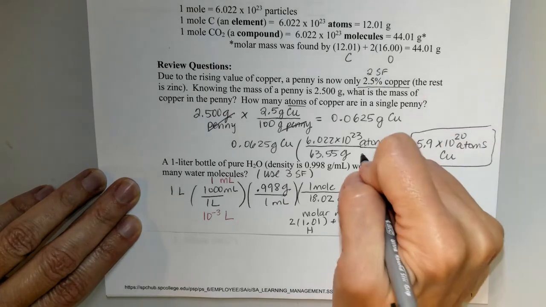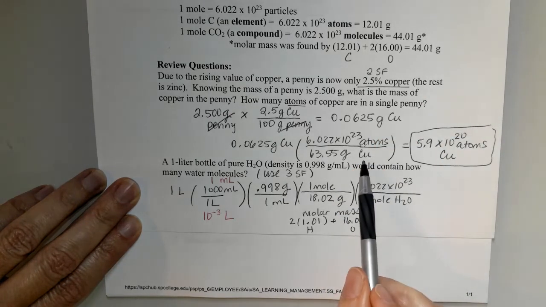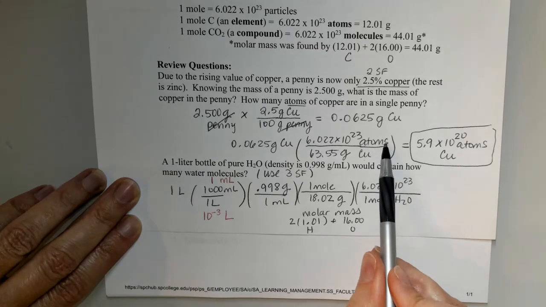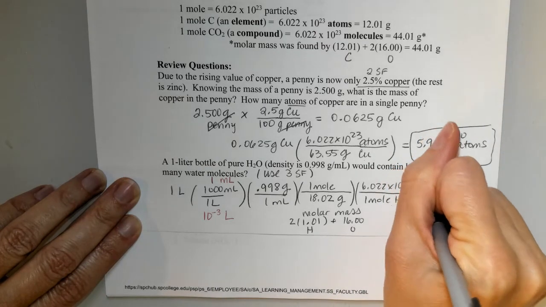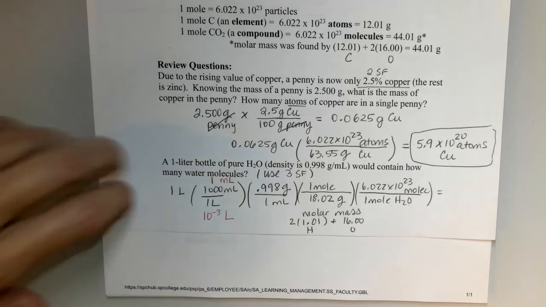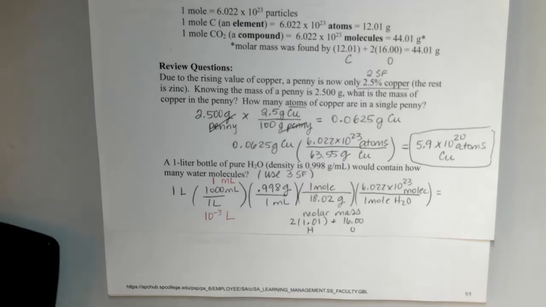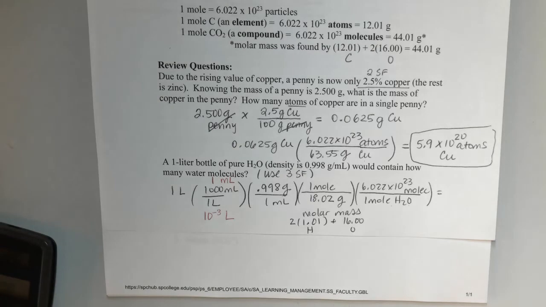Now, noting this: up above, we were looking at copper, which was just an element, so we had atoms, but in this case we've got water, which is a compound, so we have molecules instead. That's the distinction. So I've got 1,000 milliliters. I multiply that by 0.998, so I have 998 grams of water. Divide it by 18.02 to figure out how many moles I have, and then multiply it by Avogadro's number to figure out how many total particles I have.